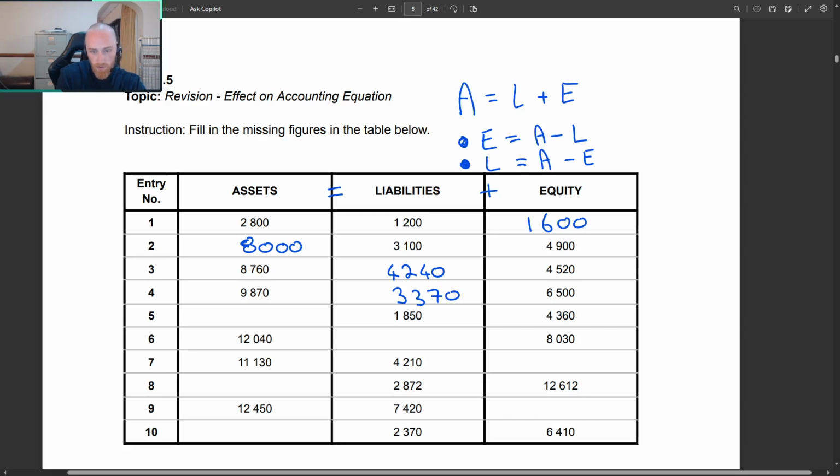The next one, we do not have assets, so we use our first equation, assets equals liabilities plus equity, and if we add these two together, we will get 6,210. The next one, we do not have liabilities. Liabilities equals assets minus equity. Assets of 12,040 minus equity of 8,030 will give us an answer of 4,010.